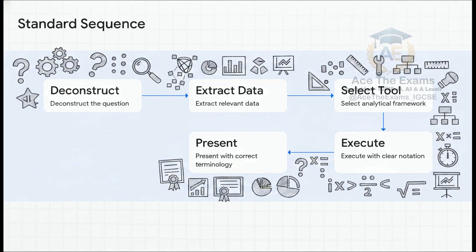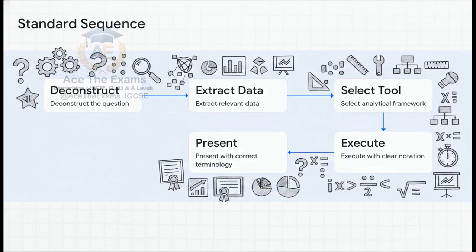Step 2, extract the relevant data and variables. Pull out only the high-value insights. Step 3, select your analytical framework. Which specific mathematical tool applies here? Step 4, execute the analysis with crystal clear notation. No messy scribbles, clean professional execution. And Step 5, verify your results and present them using strict, correct mathematical terminology. If you follow this exact sequence, you aren't just answering a question, you are practically handing the examiner the exact rubric they need to sign off on full marks.